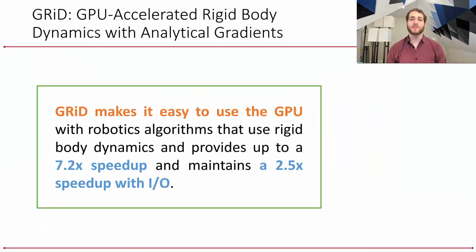GRiD makes it easy to use the GPU with any algorithm that requires rigid body dynamics, and is performant, providing a 7.2x speedup over a state-of-the-art CPU implementation, and maintaining a 2.5x speedup when accounting for I/O overhead.